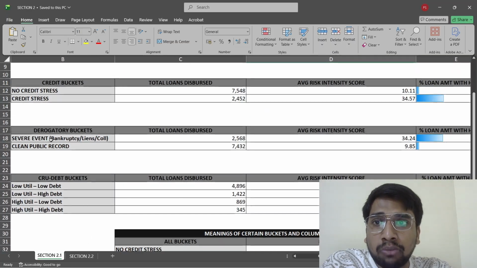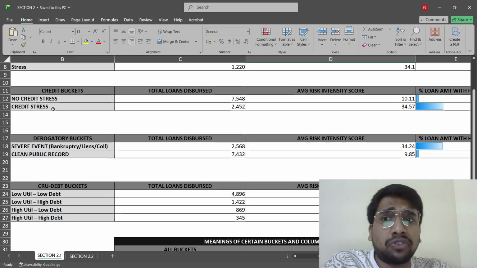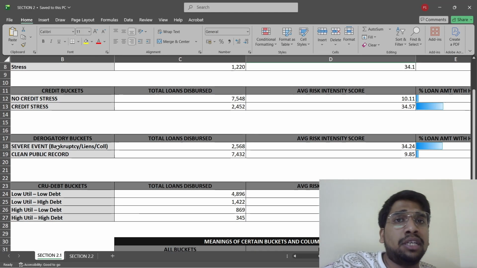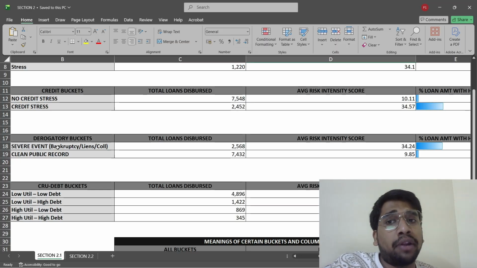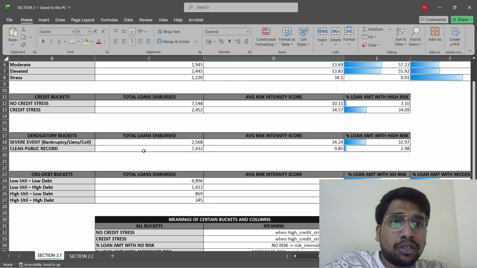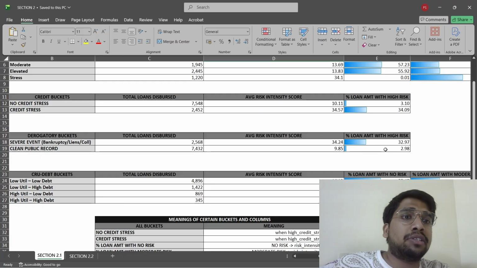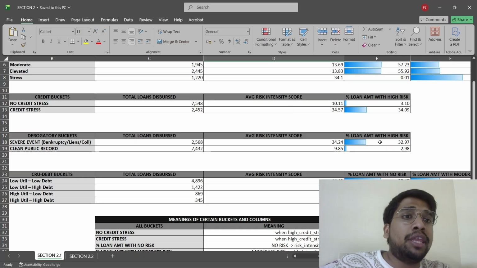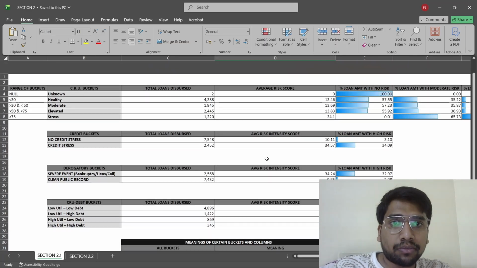Here again, we have some more buckets like no credit stress and credit stress, severe event, on the basis of whether there is some collection agent, recovery or bankruptcy or tax lien, or a public record and so on. So you can see in our data set currently, there are only 2.98% or 3% of loans which are high risk and have a clean public record. But for someone who had a severe public event in the past, approximately 33% of the loans are high risk.